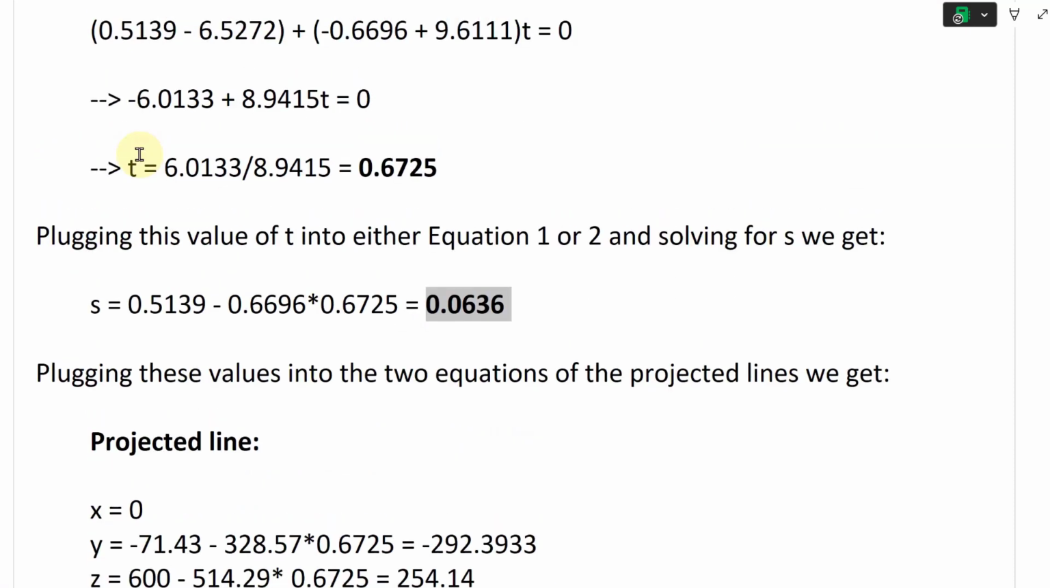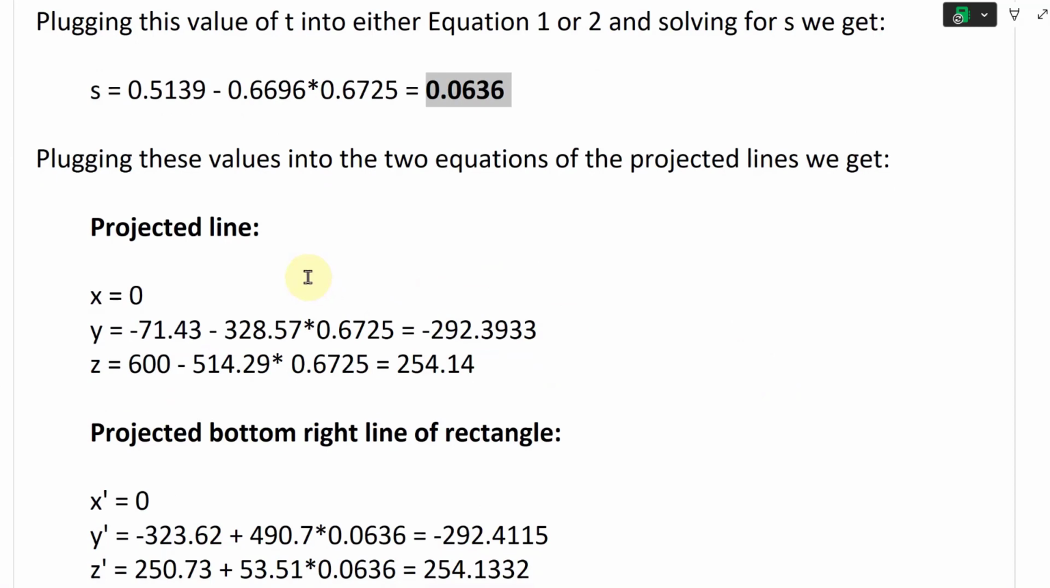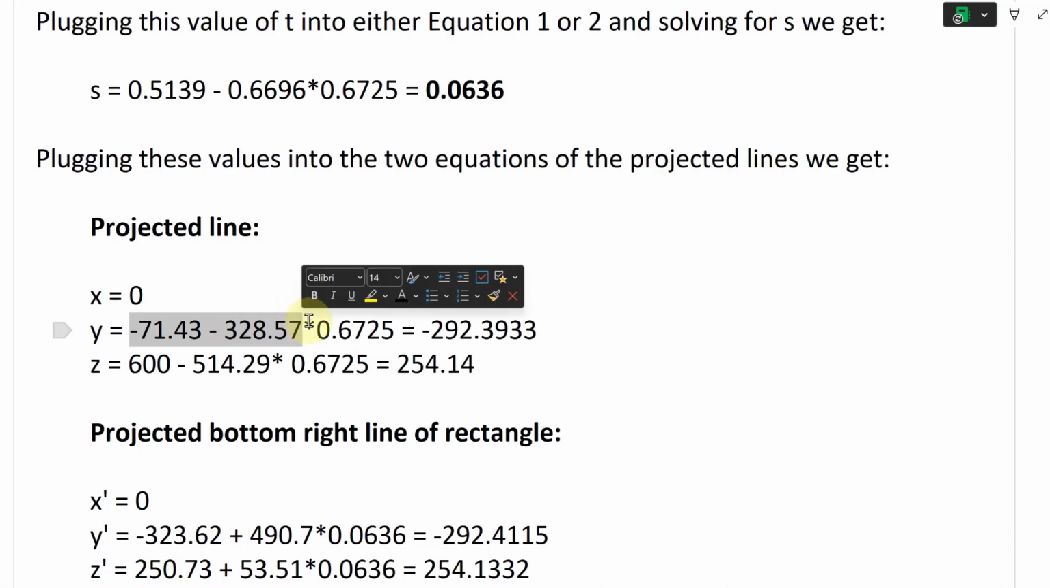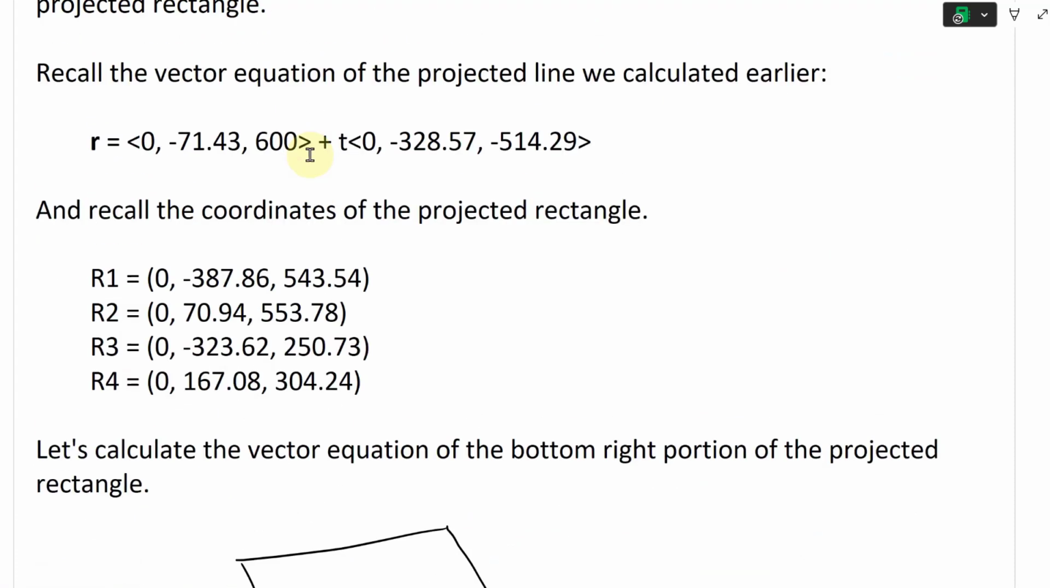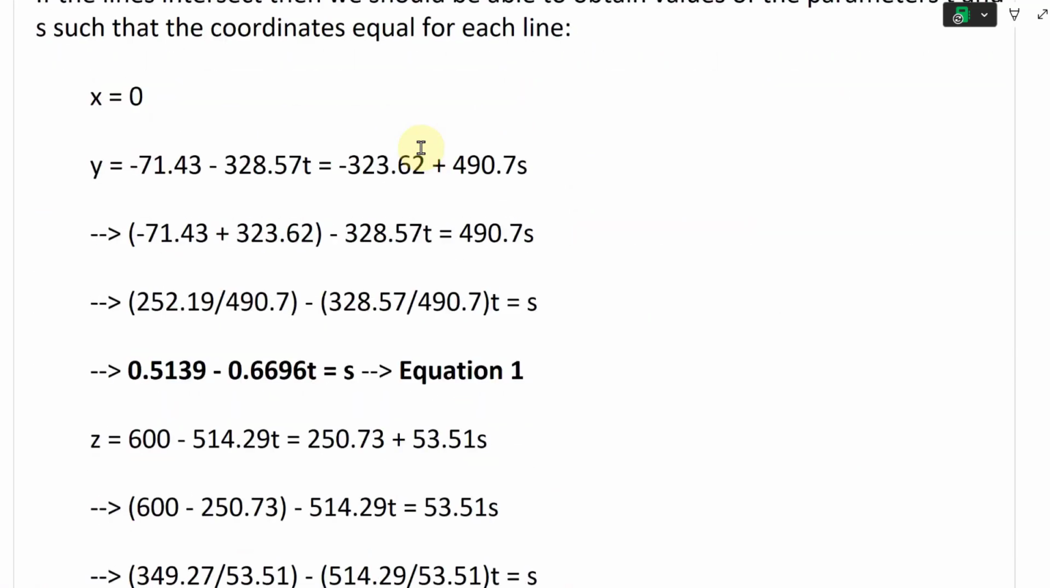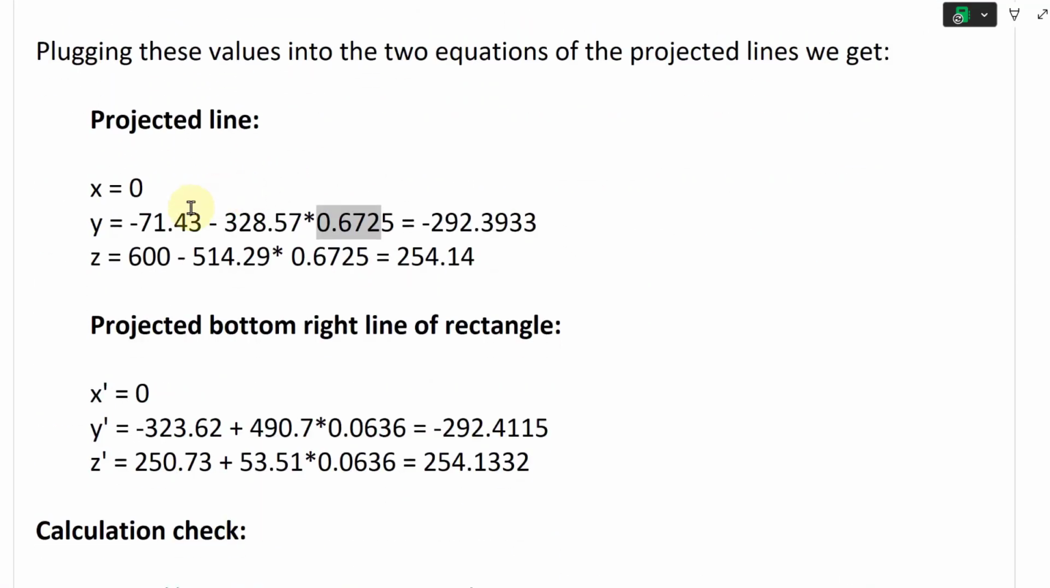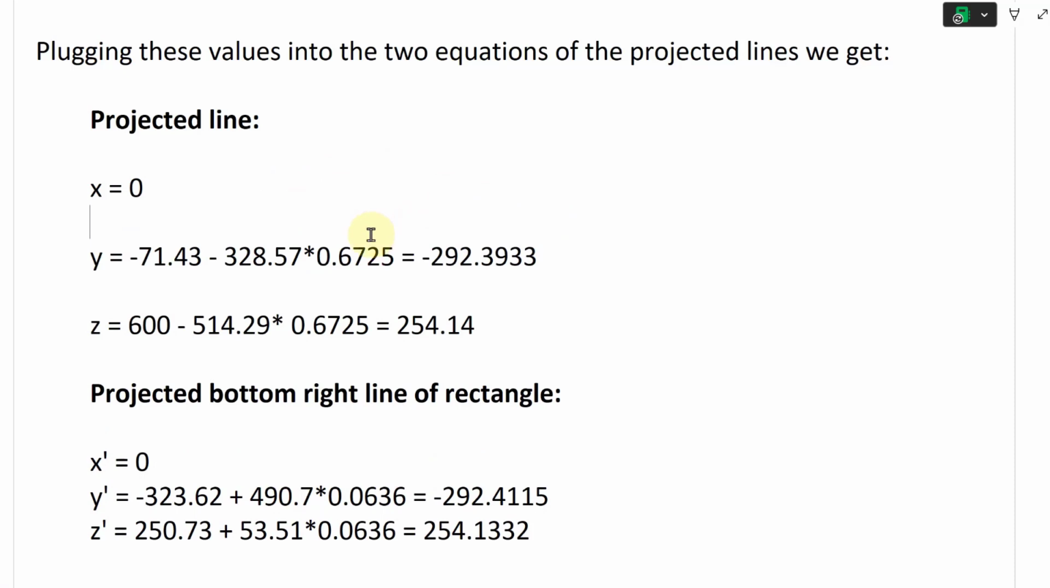So plugging these values, t and s, into the 2 equations of the projected lines, we can get the coordinates. All right, so for the projected line, the x coordinate is 0. Then the y is going to be, remember the line is negative 71.43 minus 328.57 times t. So plug in t for that. Let's look at the equation of the line earlier. There it is, negative 71.43 plus t times negative 328.57, and we get this number here. So these are the coordinates.